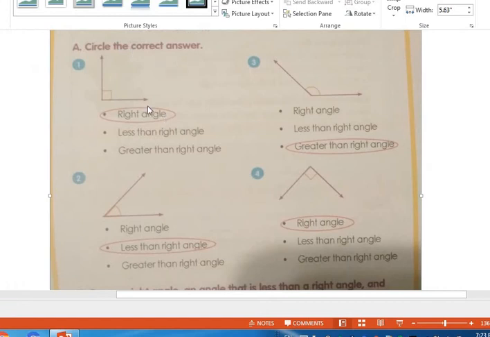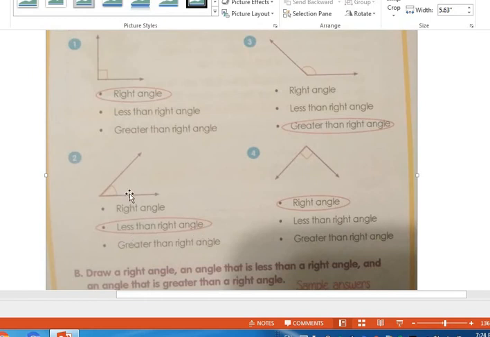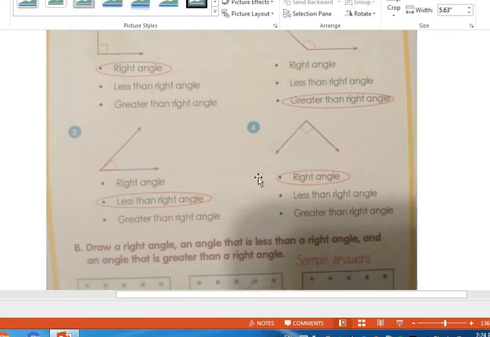Circle the correct answer here. I have here a right angle, because it's in the shape of a square, so it's called right angle. This one, it's open like this, so it's greater than right angle. And this one, less than right angle, it's small, acute. And this is right angle, but it's rotated. It's okay to be rotated, so it's called right angle.